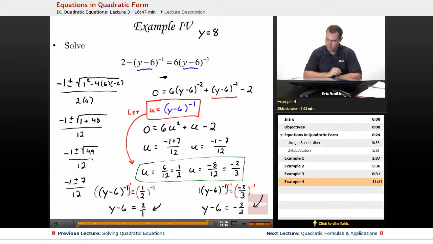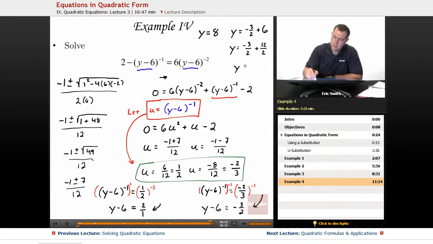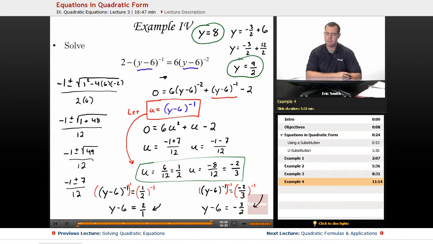And with this other one, again, let's add 6 to both sides. So negative 3/2 plus 6. Okay, looks like we do have to get a common denominator. But this one's not so bad. Looks like it is just 9/2. And now that we've worked all the way back to our original variable, now we know what the solutions are.